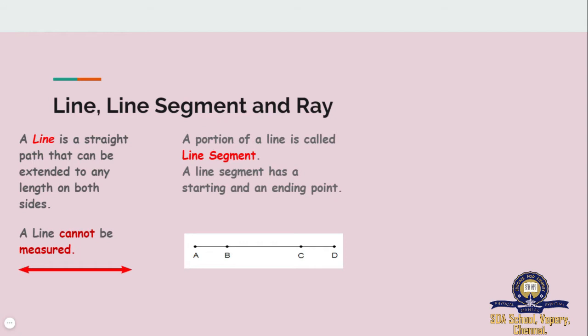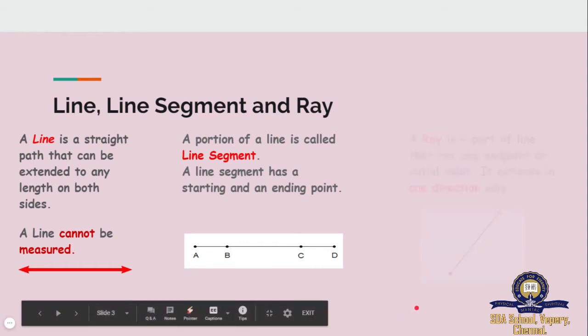You can see the picture. There is a very big line. In that, a few points they have marked: A, B, C, D. So these are the line segments. Line AB is one line segment, BC is another line segment, CD is another line segment. For the line segment AB, A is the starting point and B is the ending point. So a line segment is a portion of a line.